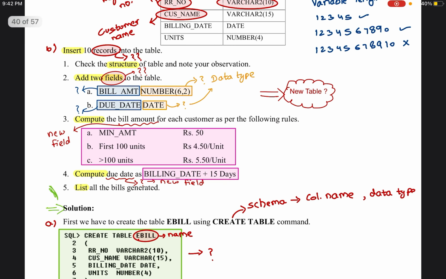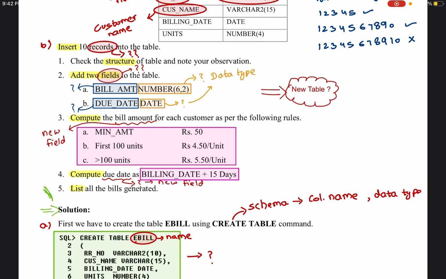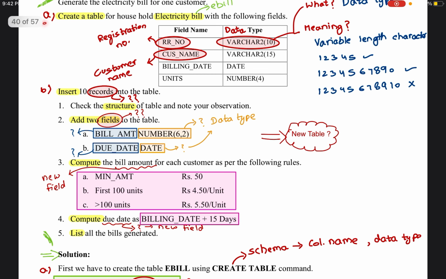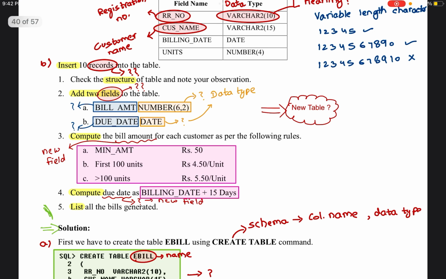Next, now this is where the actual task starts. From part A, part B was just the preparation, where we were preparing the ground for our main task. So now these are the 5 tasks. We'll decode each task. Check the structure of the table. Okay, we'll see what the structure of the table is.